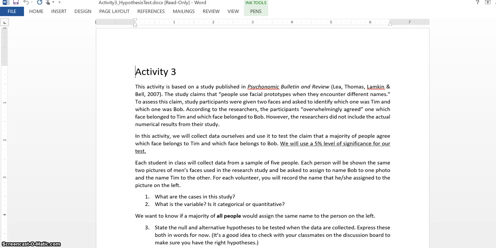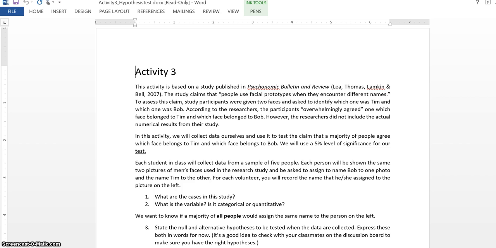Each student in class collected data from a sample of 5 people. Each person was shown the same 2 pictures of men's faces used in the original research study, and was asked to assign the name Bob to one photo and Tim to the other. For each volunteer, we recorded the name that was assigned to the picture on the left. So the first question is, what are the cases in the study?